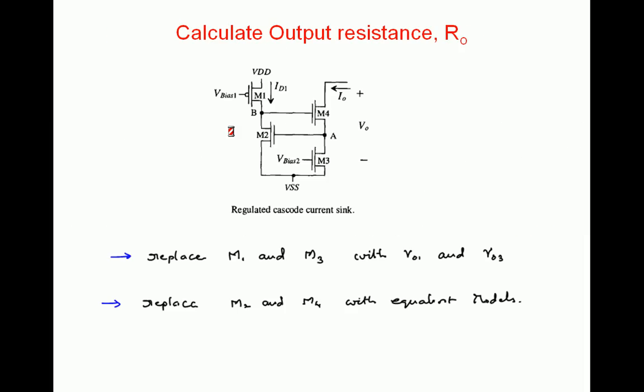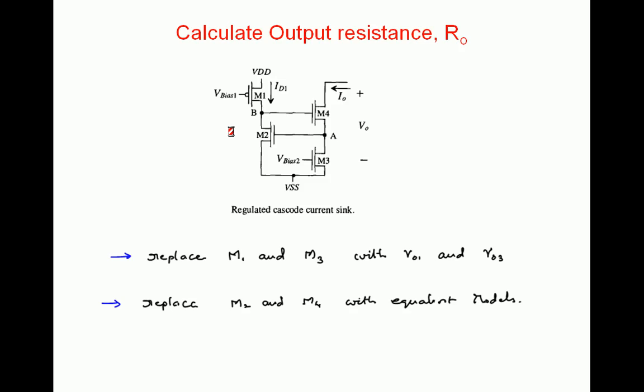Next, calculate output resistance R naught. Again the same thing. Draw the small signal model equivalent and apply a test voltage across the output terminals, which results in a test current. Get the ratio of test voltage to test current, that gives the output impedance.